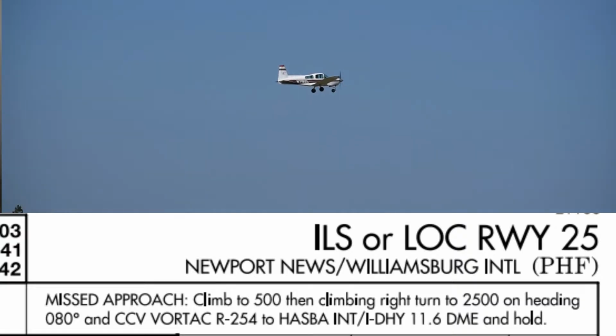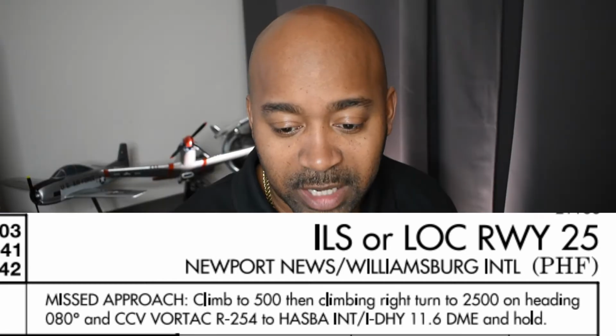So climb to 500, then climbing right turn to 2500 on heading 080 and CCV VORTAC radial 254 to HASBA intersection on the DHY 11.6 DME and hold. That's just your missed approach instruction in text form. You also have it on a different part of the approach plate in more of a visual representation.